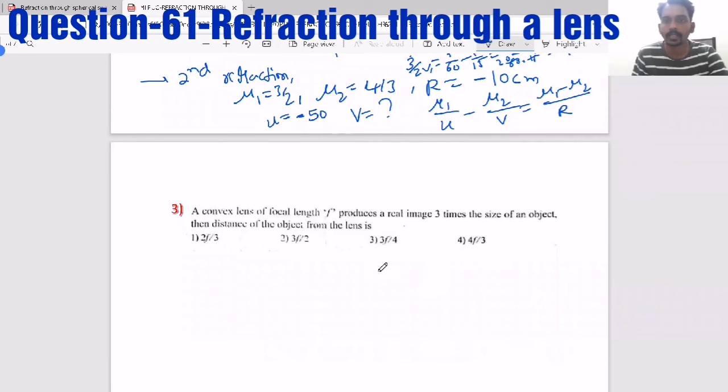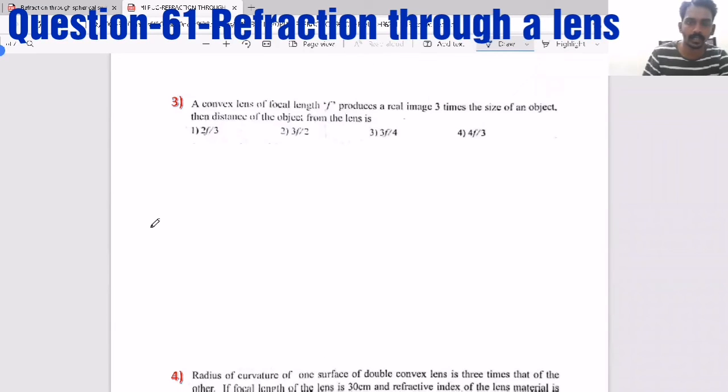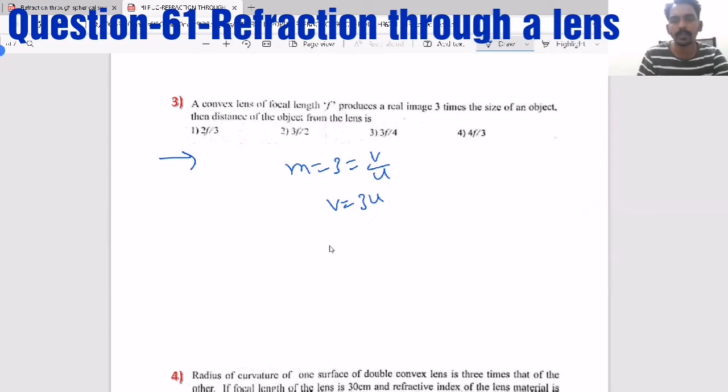So this is about refraction through a single spherical surface. Now take a question related to a convex lens. A convex lens of focal length f produces a real image 3 times the size of an object. That means magnification is 3, that is V by U, so V equals 3 times U. Real image means it is on the other side. So if you consider U equal to minus x, then V equals plus 3x. Then they are asking the distance of the object from the lens, the U value.